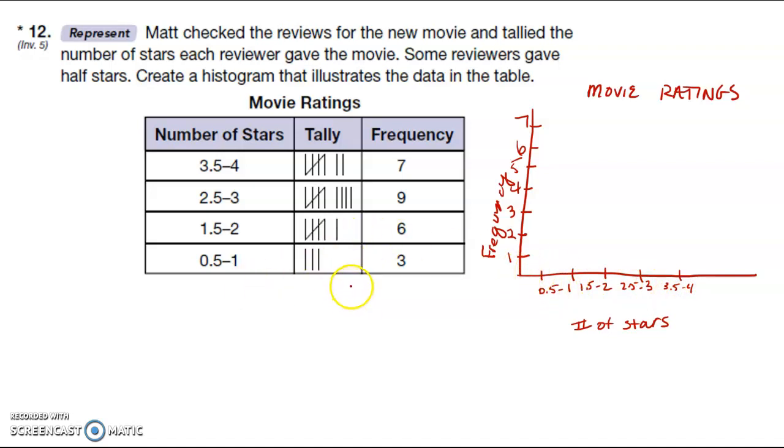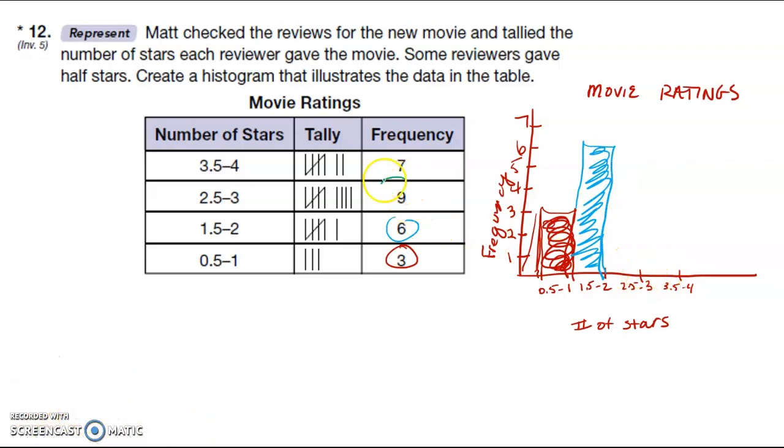So in the 0.5 to 1 category, I have 3. Oh my gosh, it's comical to me because I cannot draw. I'm going to use a different color for this one. And then from the 1.5 to 2, I have 6, so I know this is going to go up to 6. I would rather do this on a piece of graph paper because now everything's leaning.